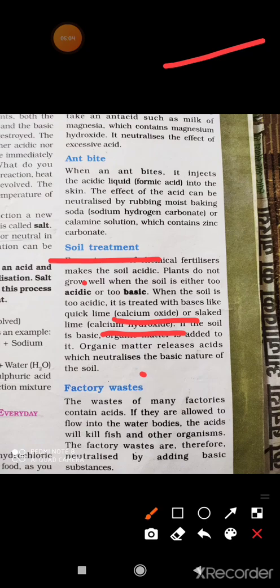And the last topic of the chapter is factory waste. That is the most important topic. The waste of many factories contains acids.